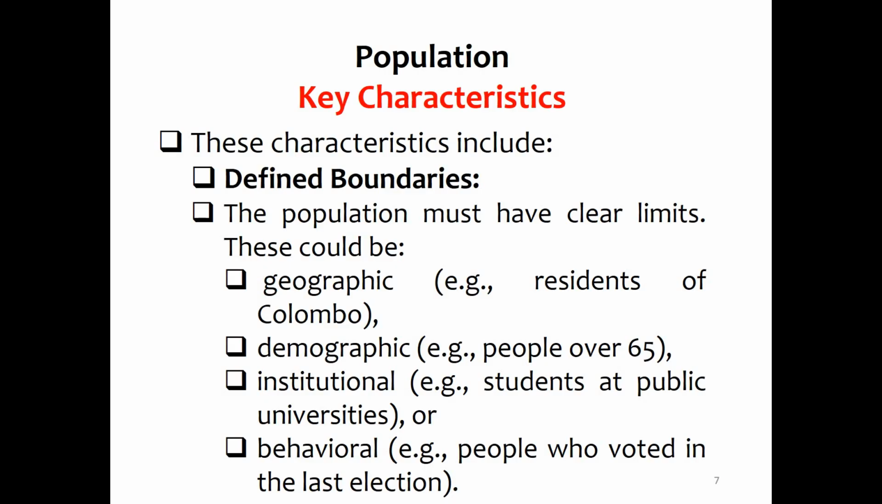Demographic limits may be either gender. As an example, male or female. University may be either University of Sri Jayawardenepura or Colombo. Behavior may be a behavior of voting people in the recent election. As another example, the deviant behavior of employees in the company.